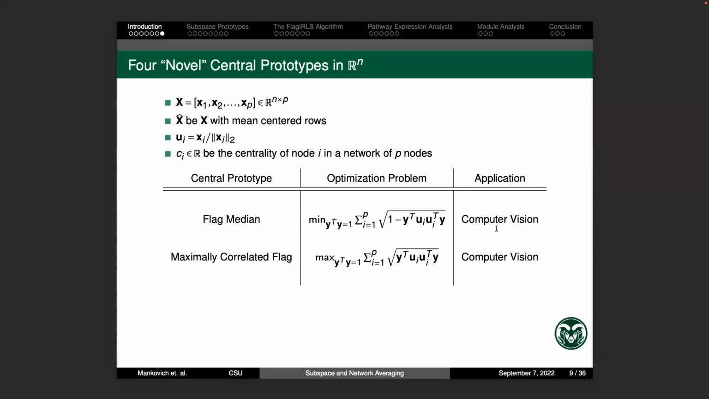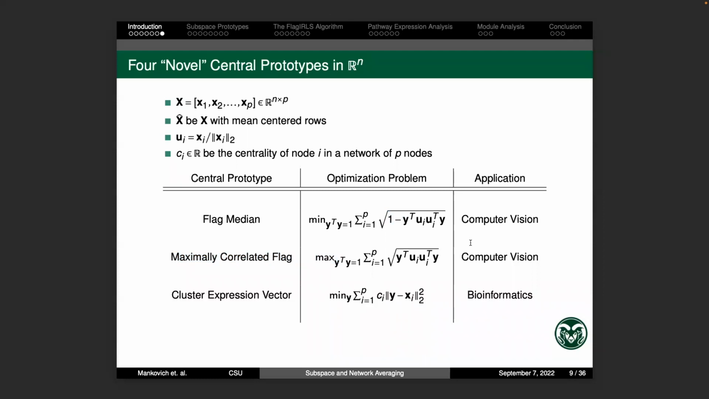Okay, so now we have this thing called a maximally correlated flag, which looks really similar to this original optimization problem. All I did was remove the 1 minus and switch it to a max. And you'd think, well, these should be almost the same problem. You can minimize 1 minus the thing, or you can maximize the thing itself, right? But since we've got this 1 and this square root, these actually turn out to be different central prototypes. And in fact, the flag median is much better behaved than the maximally correlated flag. Cool. Another application in computer vision.